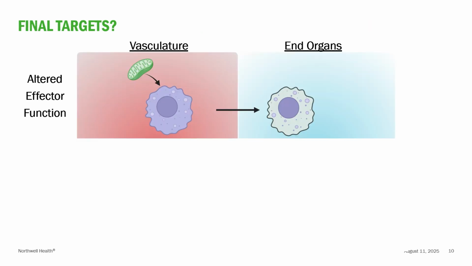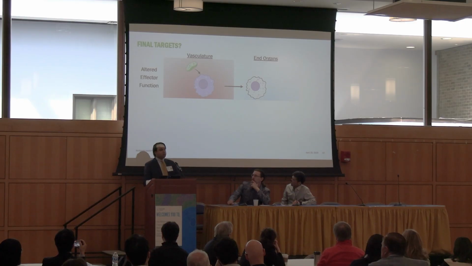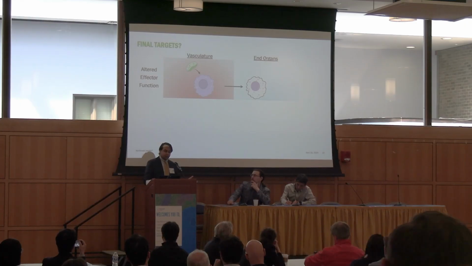And we have a couple of models that we've been thinking about in how this immune function might be altered and maybe providing functional benefits in our rats. One is what we're calling an altered effector function model, which is that mitochondria interact with immune cells and perhaps are taken up in the vasculature. And when those immune cells reach target organs, they have an altered phenotype.